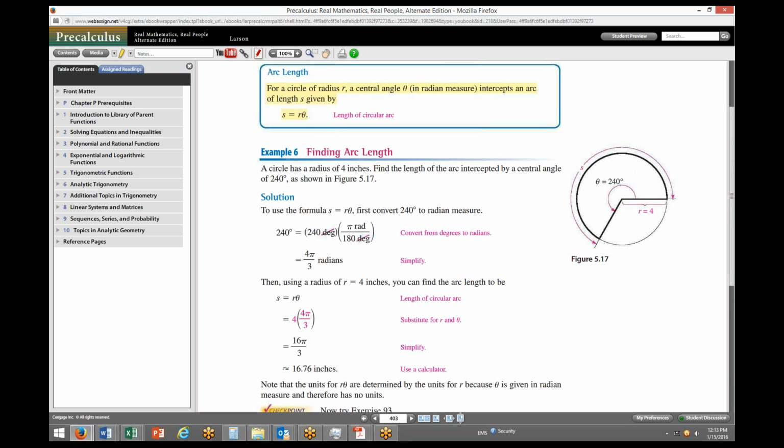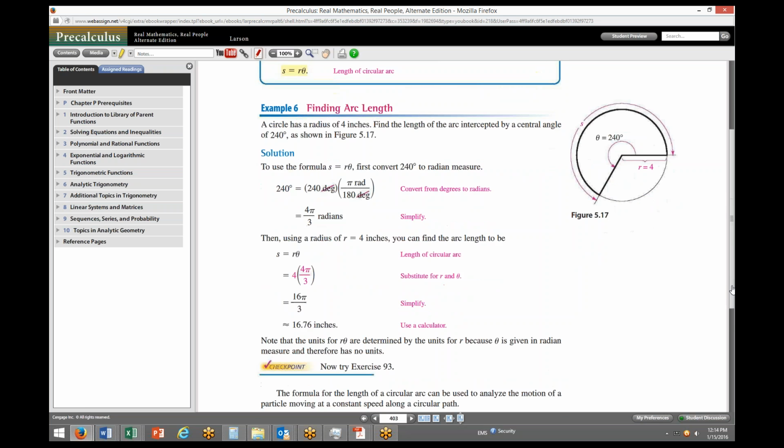That's the exact amount. But to 2 decimal places, 16 pi over 3 rounds off to 16.76 inches. Notice it is an actual length with a unit of measurement, in this case inches, because the radius is 4 inches. The arc length we're going to give in inches also, as 16.76. So that's the solution to that problem.